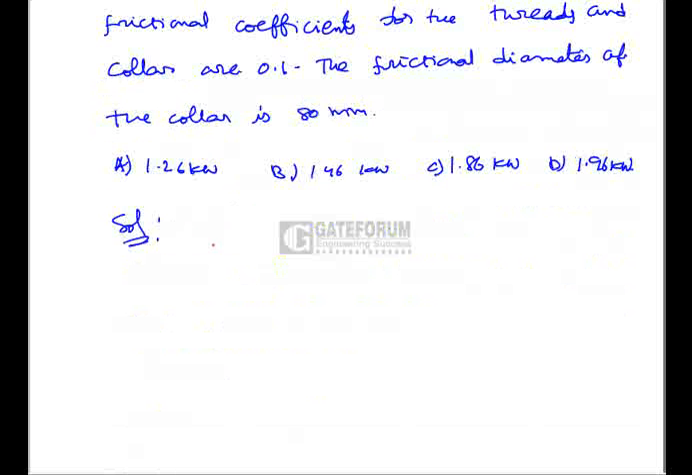Coming to the solution, the power is given by the total torque into omega, or 2 pi N T by 60. Here T is the total torque, that is, the total torque is equal to the torque applied on the collar and the torque applied on the threads.